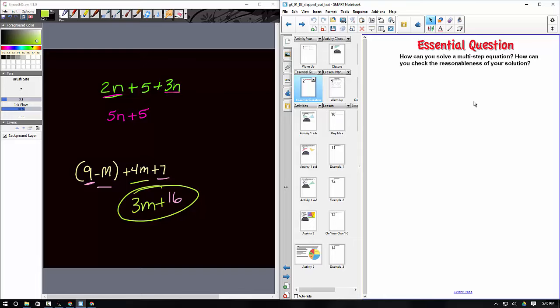Now the essential question is, how could you solve multi-step equations, and how could you check the reasonableness of your solution? This part here is super important. Make sure after you're done, you check it to see if it makes any sort of sense.